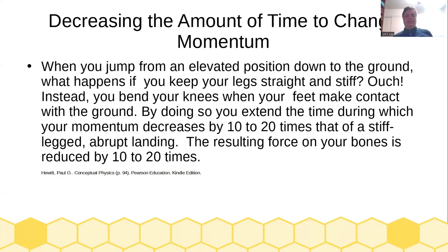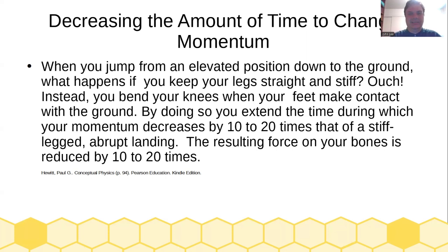So with this idea that change in momentum is equal to the force times the change in time, if you have a situation where you're going to lose all of your momentum or gain all of your momentum, or you just know how much momentum is going to be changed, what you can do is take the fact that the change in momentum is equal to force times time and maximize the amount of time that a process occurs over to minimize the amount of force. So when you jump from an elevated position down to the ground, if you keep your legs straight and stiff, then you are going to hurt yourself.